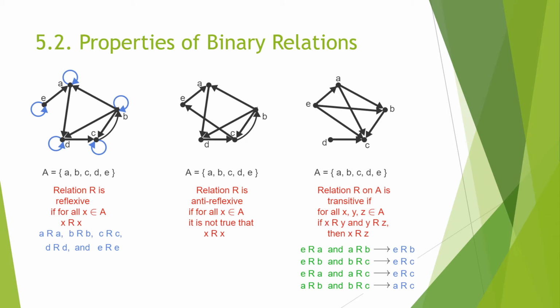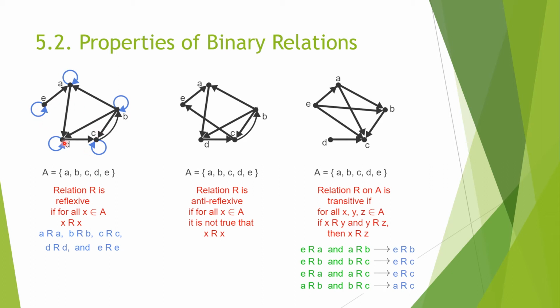Here are three examples of relations and their properties. Let's look at the first example. As you see here, we have a relation represented by a digraph. In all of these three examples, the domain A is equal to a set of 5 letters: A, B, C, D, and E.